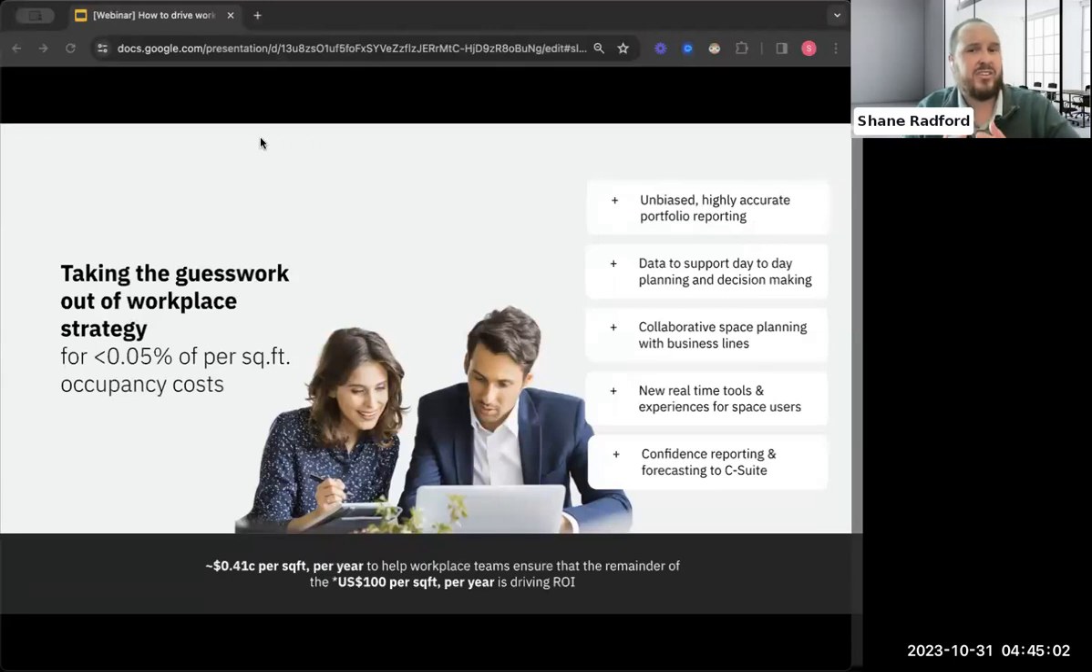If you find yourself on the early stages of that occupancy intelligence maturity curve we were just looking at, it's perfectly okay. We're here to help you take the guesswork out of your workplace strategy and share insights that we see developing in the market.